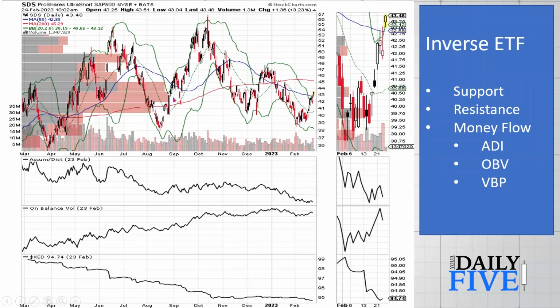Currently, if we remember the chart of the S&P 500 I looked at a couple of slides back, you can see that SDS is currently testing a key resistance level. That means it's somewhere around 44, 45. If SDS breaks above that, that'll probably be because the S&P 500 has broken down.